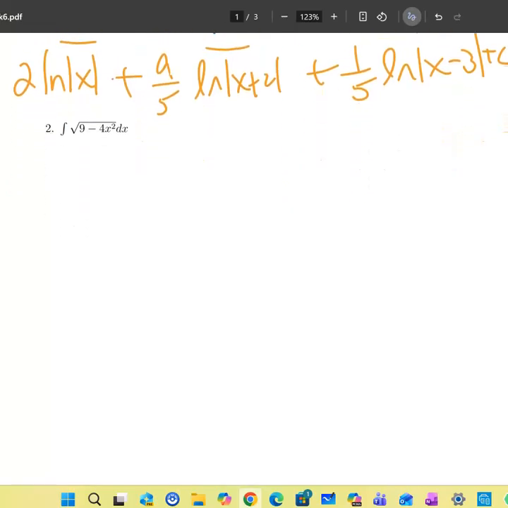This is a trig substitution. We did one like this yesterday, so let's do it again.